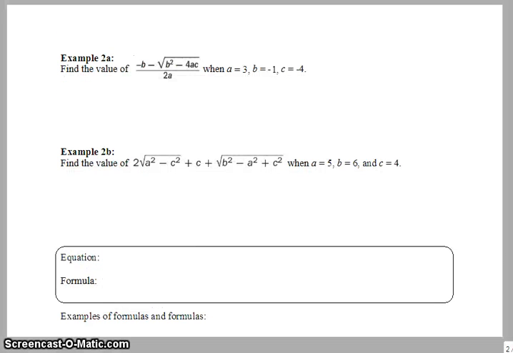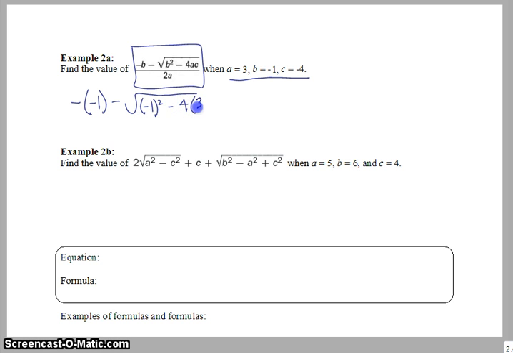We're going to practice two examples using that order of operations. The first one, example 2a. Find the value of this expression when a equals 3, b equals -1, and c equals -4. So we're going to plug in those values for the variables. So it's -b, and b is -1, so negative times the -1, minus the square root of b squared, so -1 squared, minus 4 times a is 3, and c is -4. Square root of that all over 2 times a, which is 3.